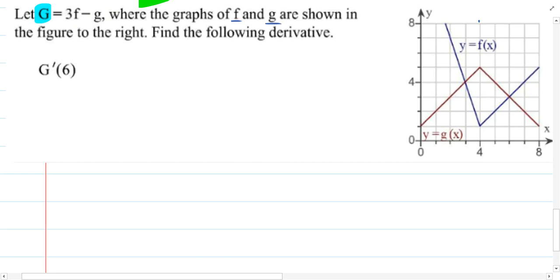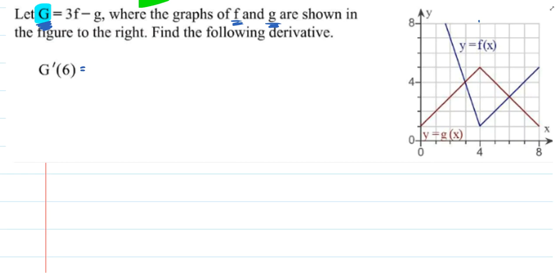So we don't have the equations for f and g, but we do have a graph of each one of them. We know what they look like. We don't know what the equation for f is. We don't know what the equation for g is, and we don't know the equation for capital G. But here we're being asked to find the derivative, or the steepness, of capital G at some position 6.